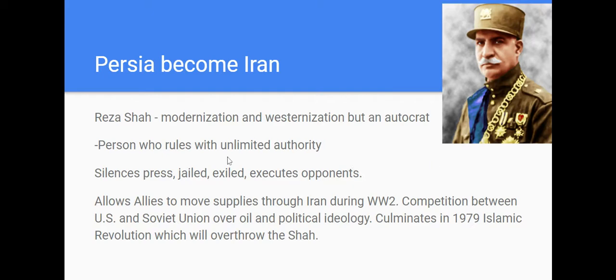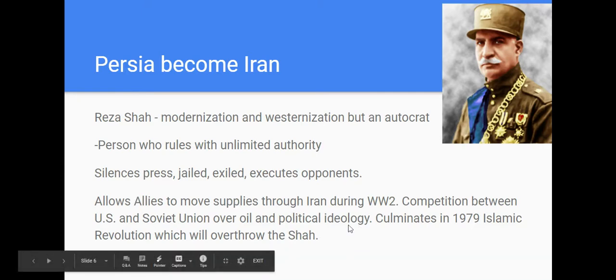He's an autocrat. So he's a person who rules with unlimited authority, and one of his legacies is silencing the press and then jailing, exiling, and executing anybody opposed to his rule. He allows allies to move supplies through Iran during World War II. And then Iran becomes a big battleground between the upcoming political, ideological battle of the Cold War between the United States and the Soviet Union, where the United States will support his son, which will directly lead to the 1979 Islamic Revolution, which overthrows the Shah and then creates the modern government of Iran.